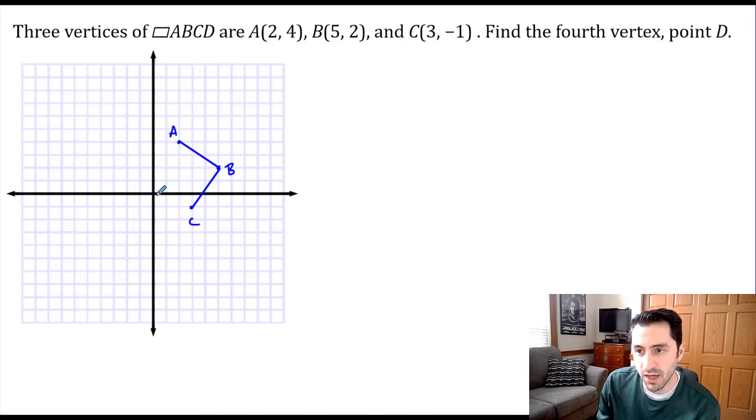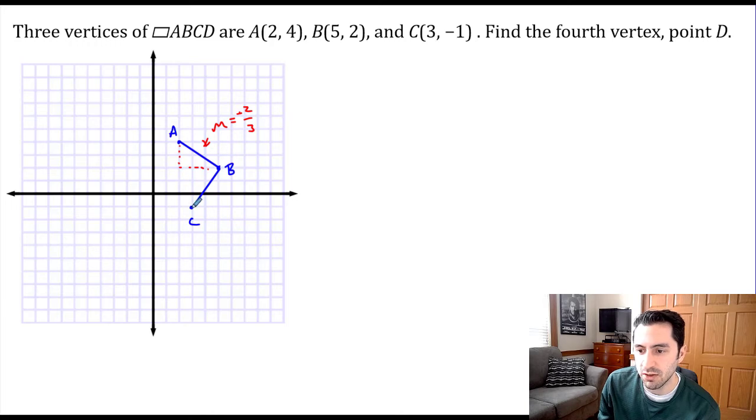Now, how can I find that? Well, we can use our slopes. We know that the opposite sides of parallelograms have to be parallel. So why don't we just take a look at the slope from A to B. So from A to B, I need to go down 2 over 3. So this segment has a slope of -2/3. That means the opposite side of our parallelogram also has to have a slope of -2/3.